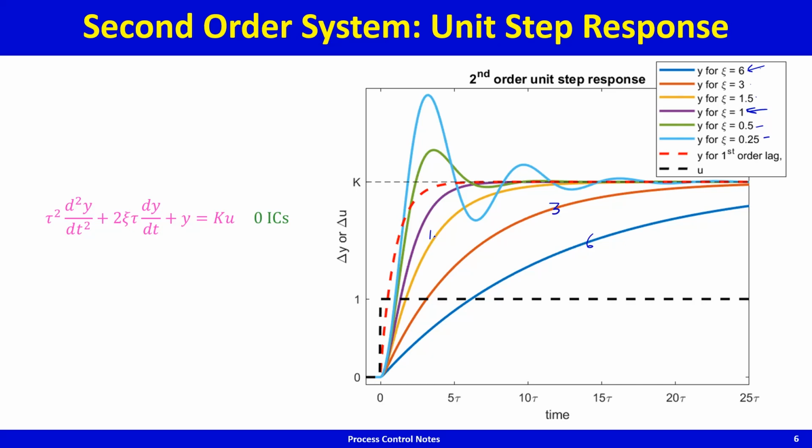This is what you get when you have chi equal to 1.5. This is the critically damped response. For chi equal to 0.5, this is what you get, and for chi equal to 0.25, this is what you get. And for comparison, I have also drawn a first order response, that's this guy, first order, with a time constant tau.